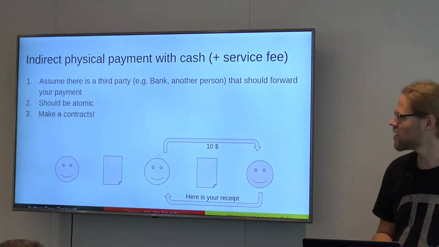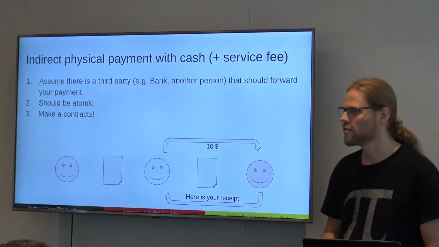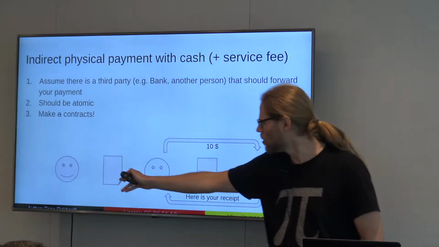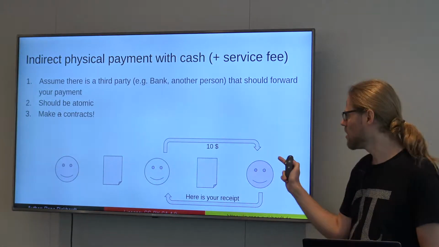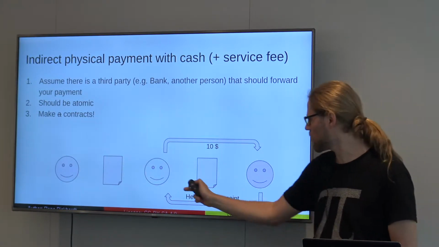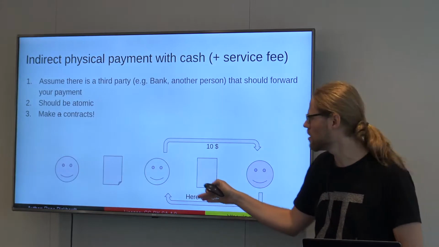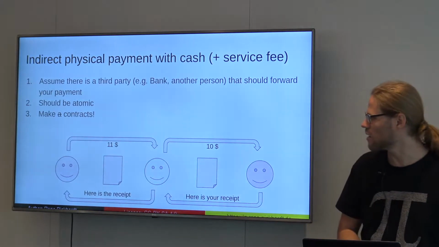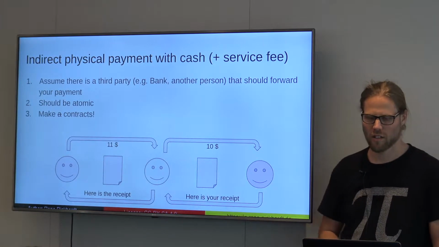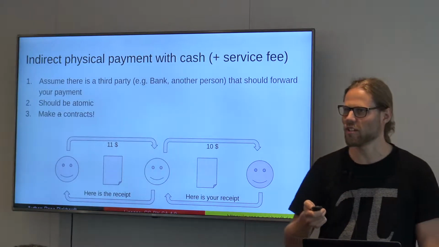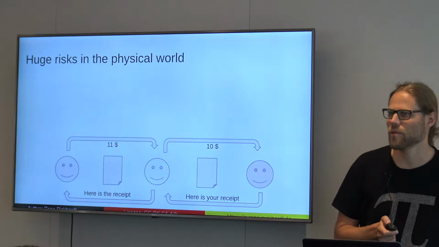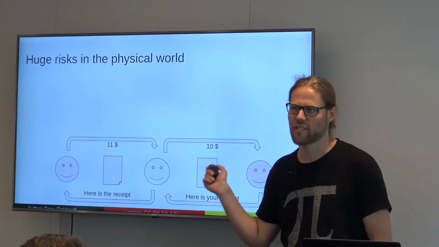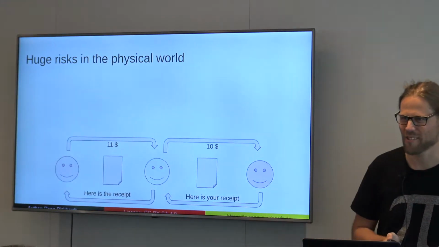So then what would happen is this person would know it has this contract where we agreed on this. It would give the $10, get a receipt. This is an atomic operation, and then it can fulfill this contract. In this way, we have been able in the offline world to make an atomic process like this. However, I would argue that in the offline world, there are huge risks attached to this process.